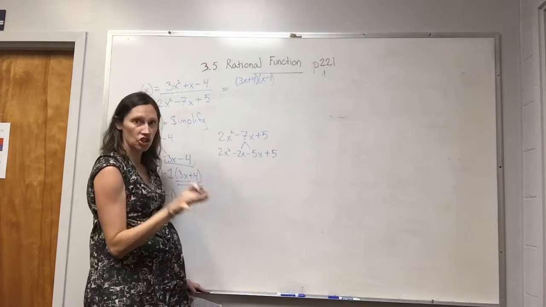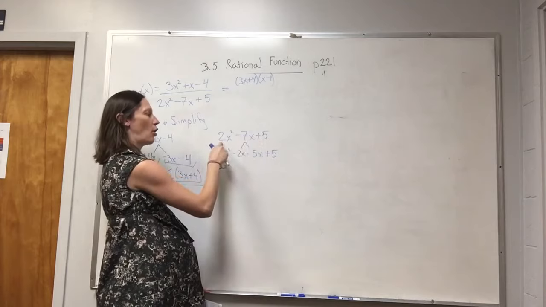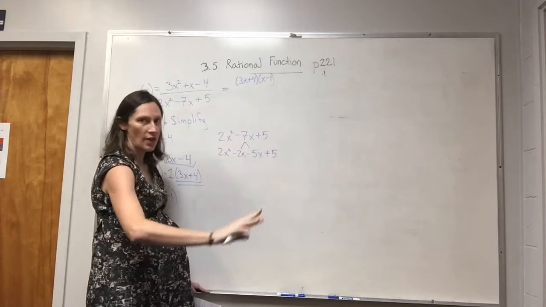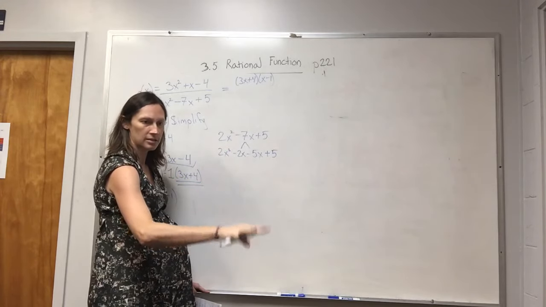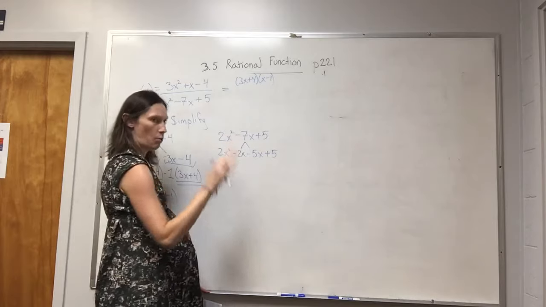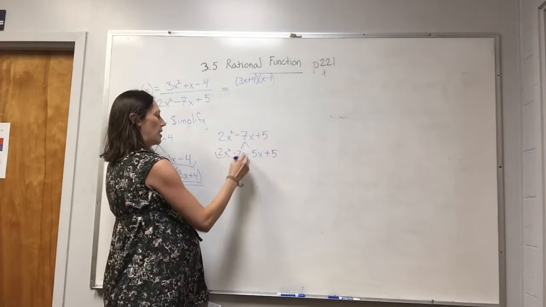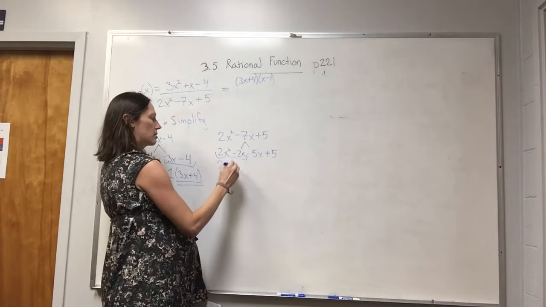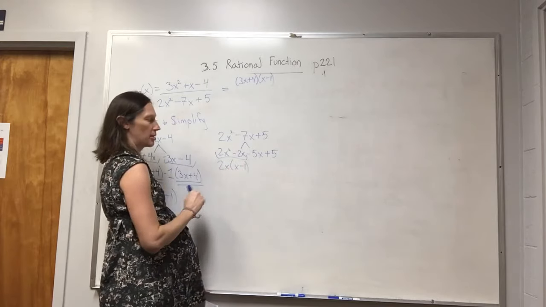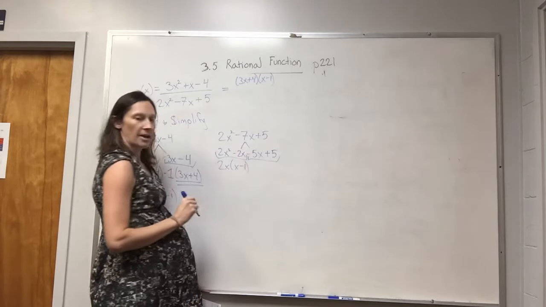Again, it is just a coincidence that 2 and 5 also were the first and last terms. That will not always be the case. Don't use that shortcut. It won't work all the time. Pair together the first two. They share a 2x. Write down what's left over. X minus 1.